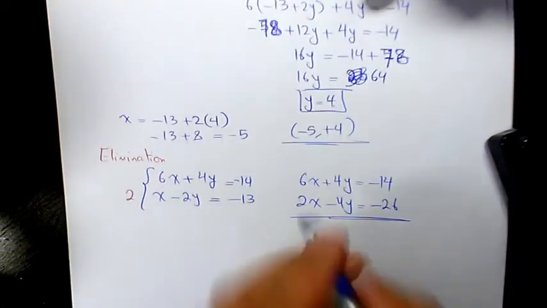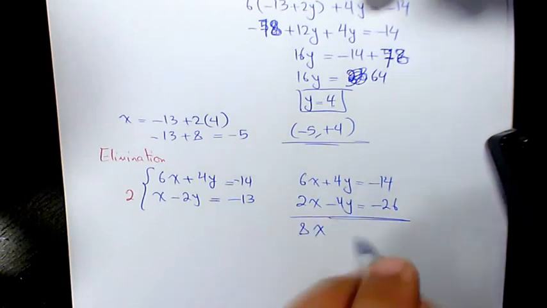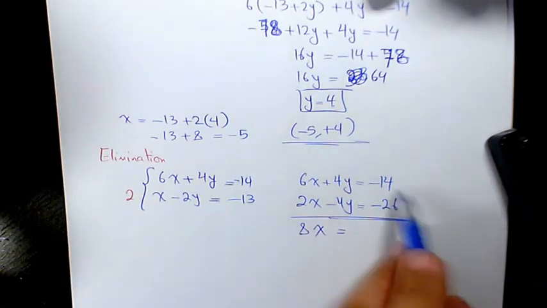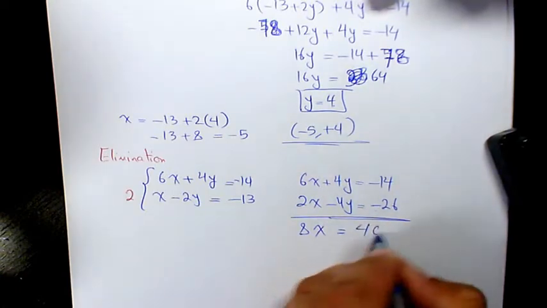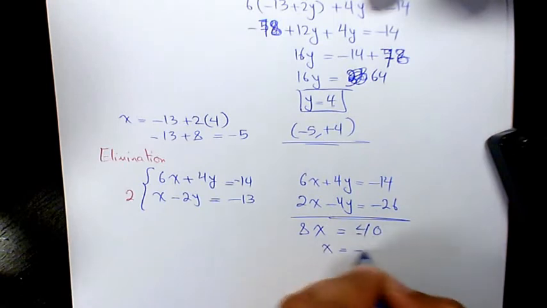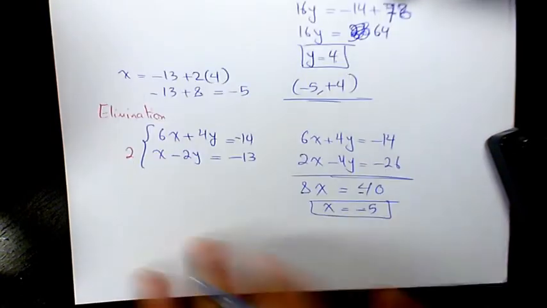When you add these two, it's going to be 8x. The y terms are going to cancel out. Then 14 and 26, that's going to be 40. So negative 40, x will be negative 5. Then you sub it there.